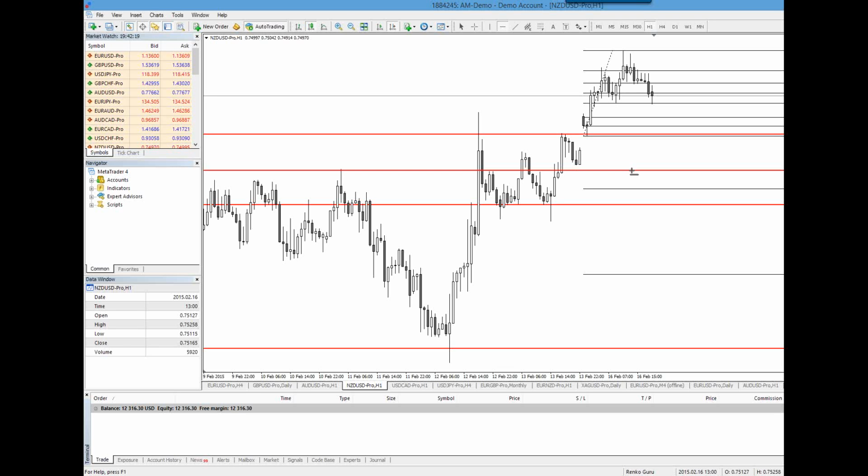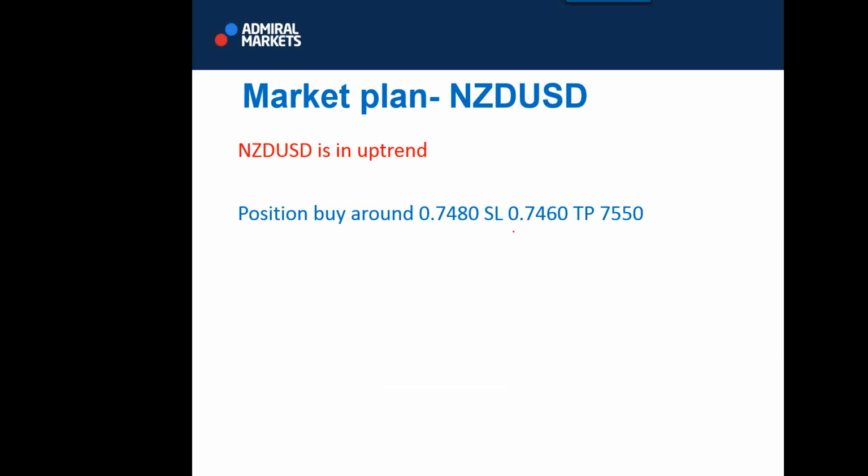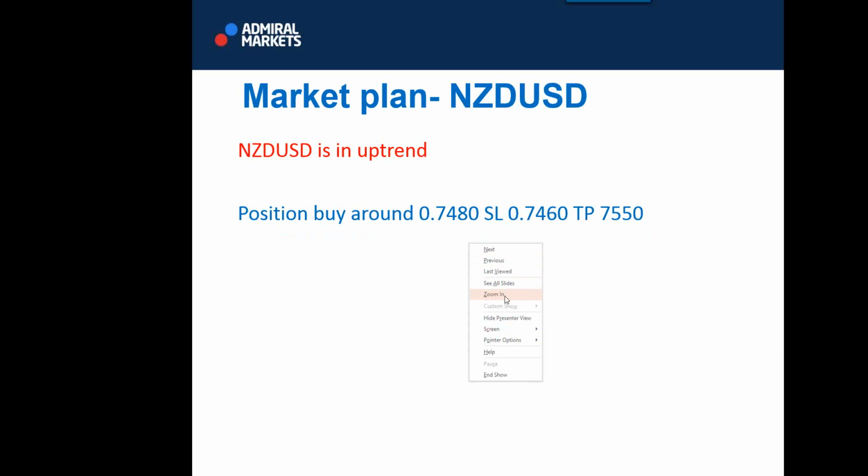So 74.45 will be corrected here. Guys, I will correct this later, but I will tell you now, the stop loss is here. 74.45 is the stop loss. Let me tell you what I think, why I think that New Zealand dollar should be bought. I will move to my other screen now. Okay, here it is.